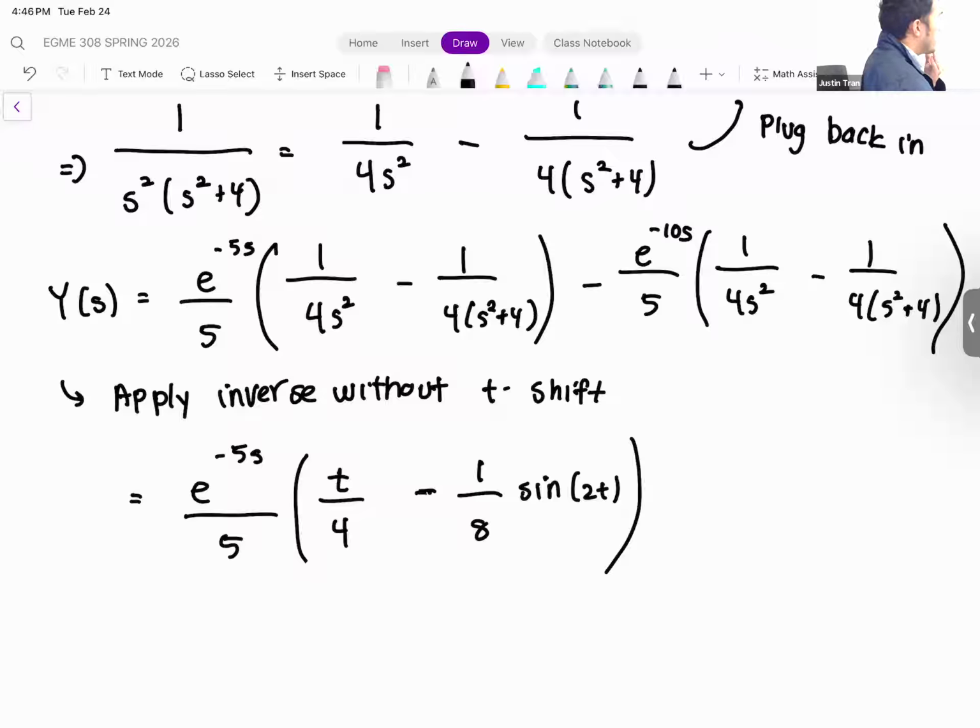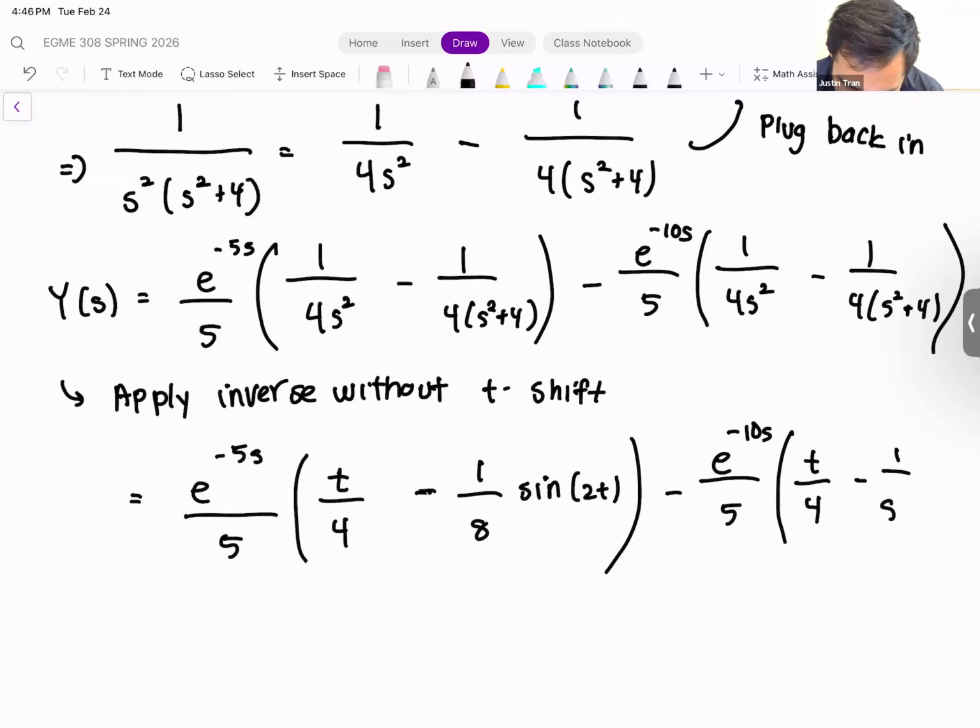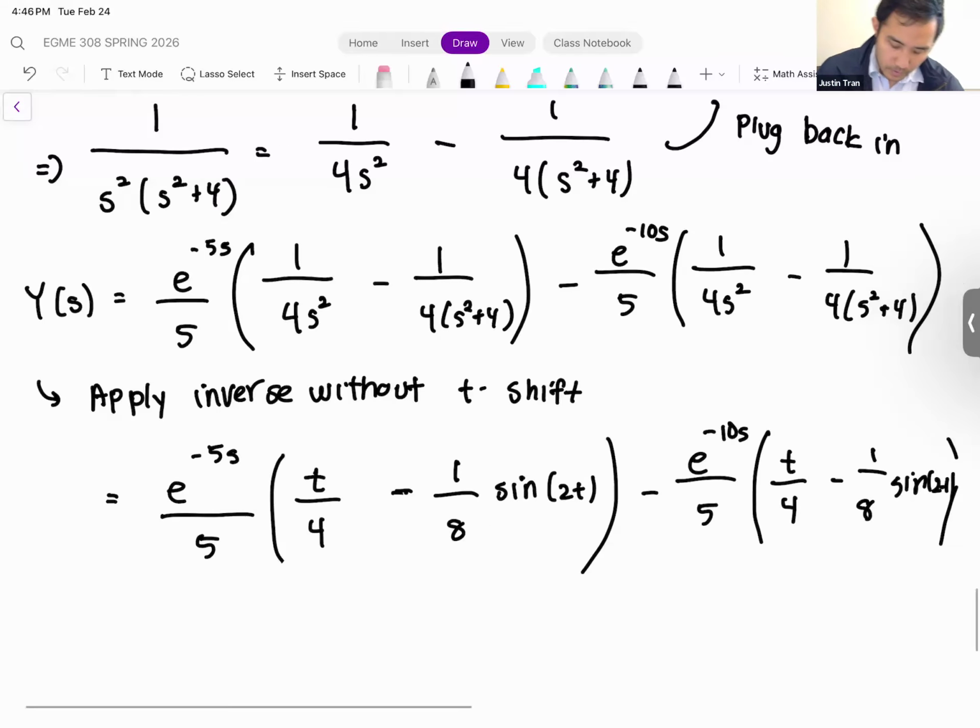And we're going to do the exact same thing on the second term, because the second term has the same Laplace expression on the inside, just with a different shift. So this is minus e to the minus 10s divided by 5 multiplied by t over 4 minus 1 over 8 sine of 2t. Okay, so now we have this kind of weird expression where we're kind of in between both realms, right? So we have our functions of t, but we still have our shifts that are in the Laplace domain.